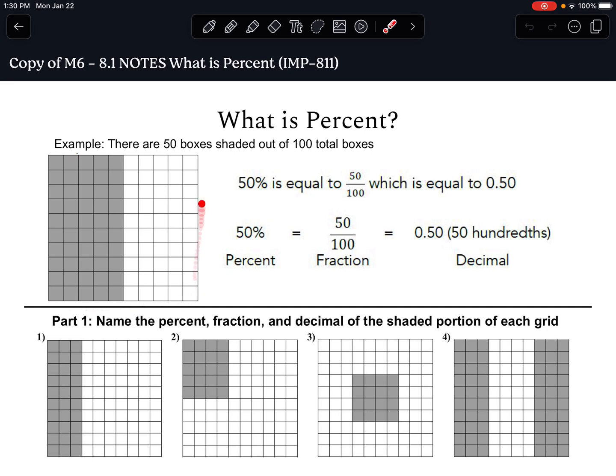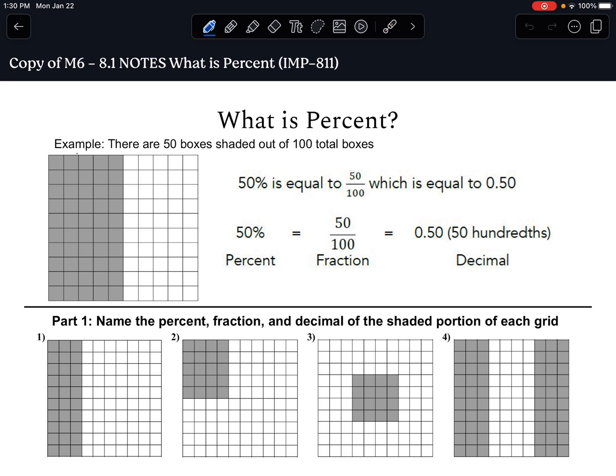If this whole thing is considered one big box, well then, we would say that 50% of it is shaded, and 50% is equal to 50 over 100, or we could read that as 50 hundredths, which is equal to 0.50, which is again read as 50 hundredths. 50 hundredths, or 50 over 100, so 50%.